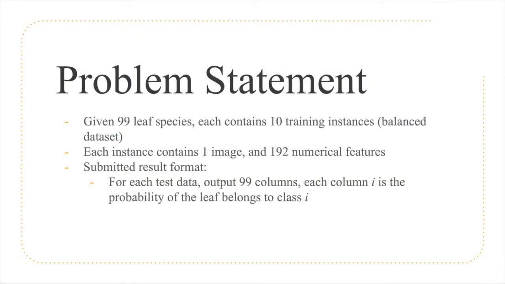The problem statement is that, given 99 species of leaf images, where each species contains 10 training instances, we need to predict a test dataset. Each training instance contains an image and 192 numerical features.